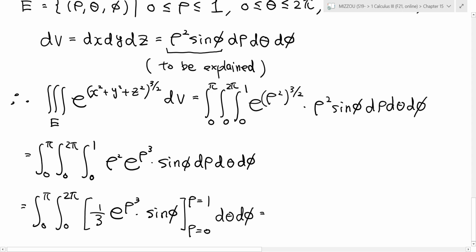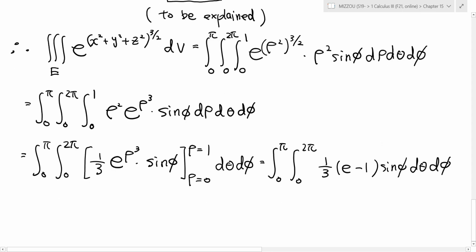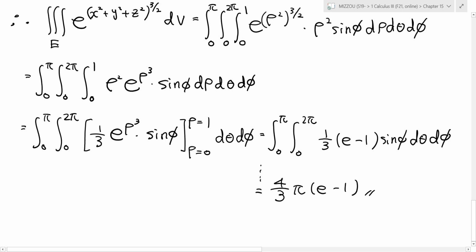Okay, and then this is equal to the integral from 0 to pi, 0 to 2 pi, of 1/3 times e minus 1, times sine phi, d theta, d phi. And if you work this out, I'm not going to do the details here, you are supposed to get 4/3 pi times e minus 1. That's what you're supposed to get. Okay, so that's the end of the problem.